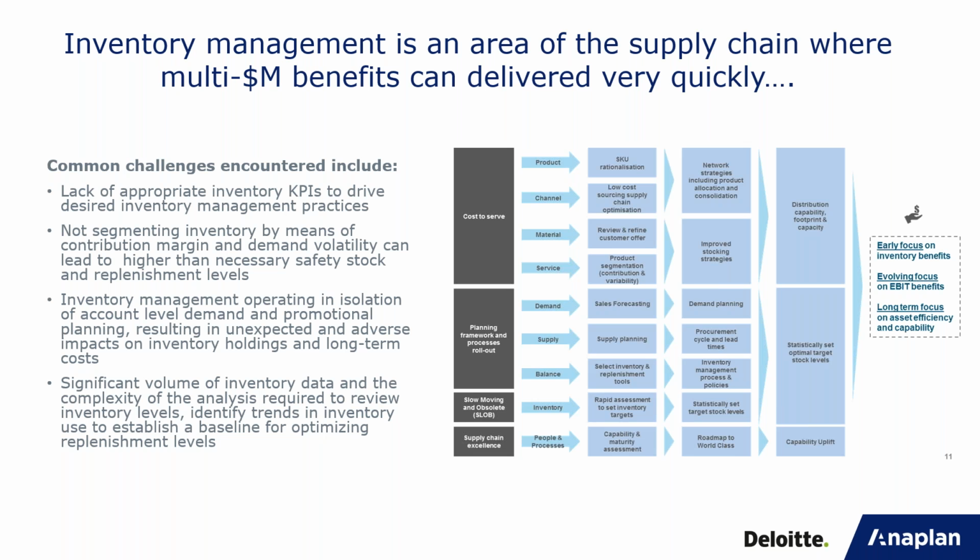So some of these key challenges that we're seeing, which is preventing our clients from getting there, is lack of inventory KPIs. So just difficult to measure where there are challenges. Where's the heat in the inventory portion of the supply chain? Not segmenting inventory by margin and volatility.